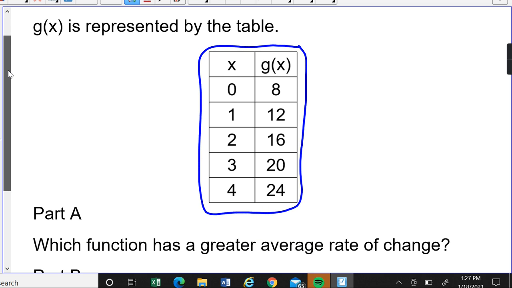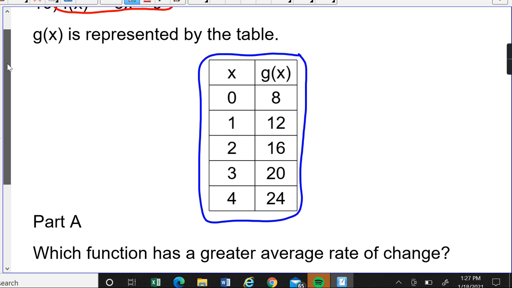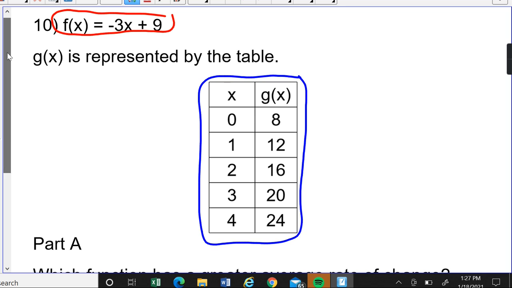So part A says which function has a greater average rate of change. So let's see. What's the average rate of change for f of x? Average rate of change for f of x is negative 3, right? So rate of change for f of x is negative 3. What's the rate of change for g of x? Let's look at the table and see.